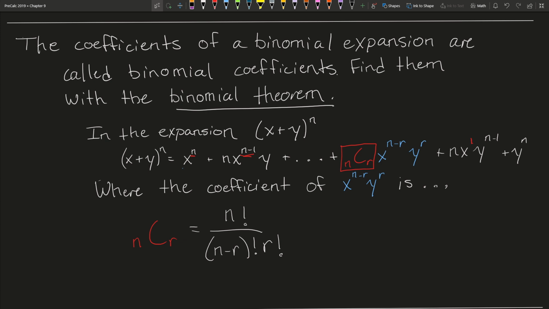Okay, so I'm going to give people another 30 seconds or so to write this down, and then we'll talk about what this actually means and how we use it.